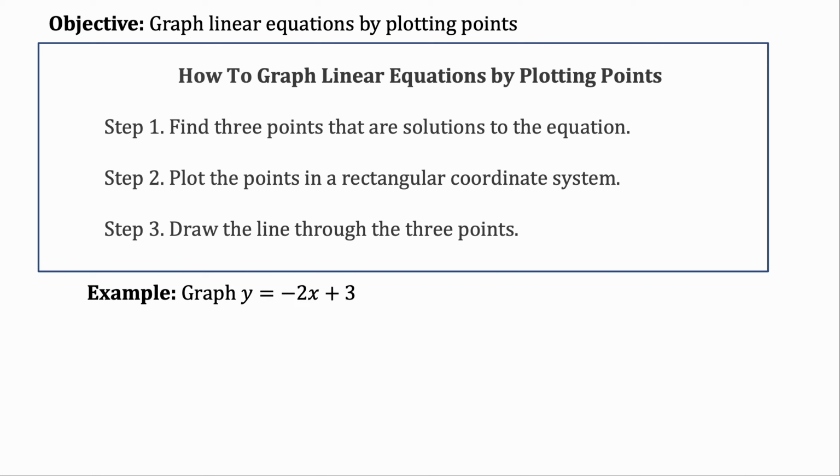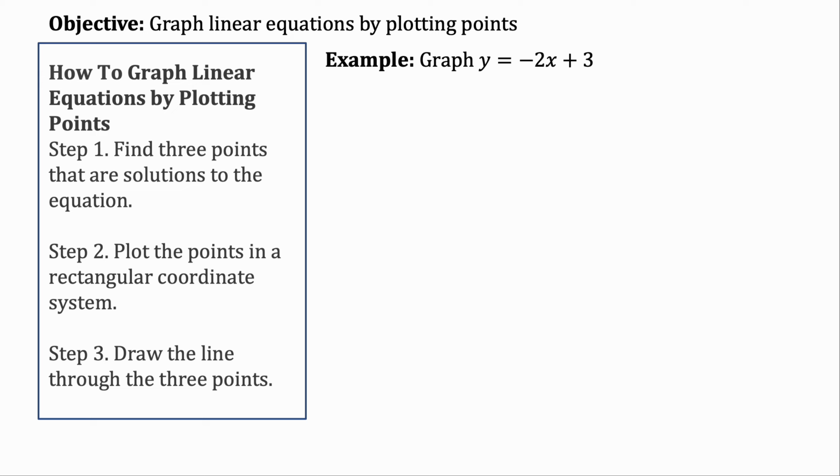So let's take a look at graphing y equals -2x plus 3. So remember, step one, find 3 points that are solutions to the equations. Well, how do we do that? Well, you can choose any 3 points. This is a line. It is going to extend across your xy axis. So go ahead and choose some points.